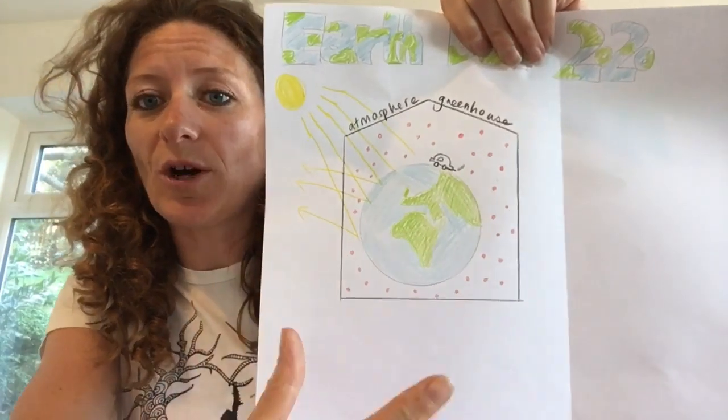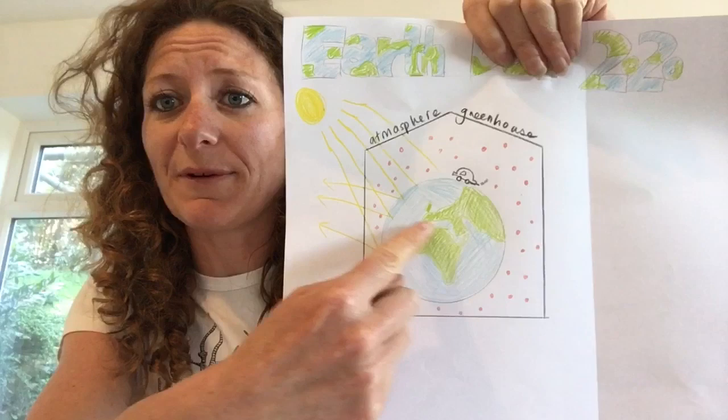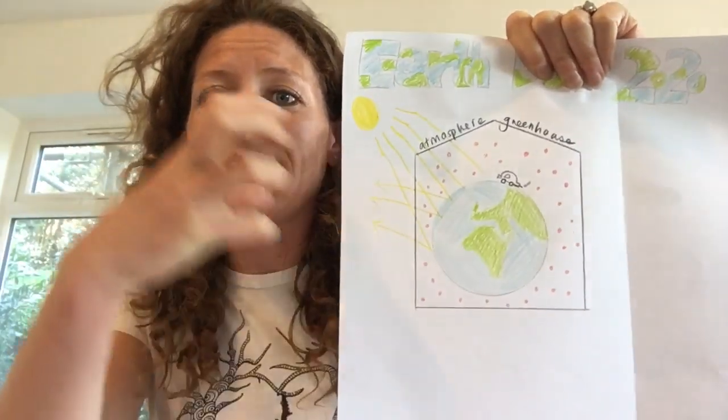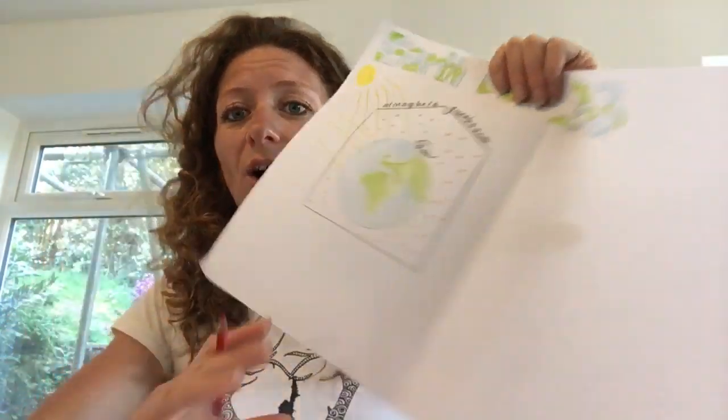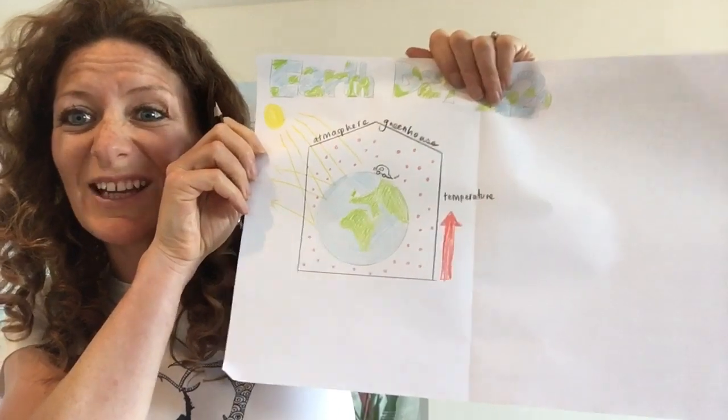Now this carbon dioxide acts like a blanket, and it stops some of this sunlight escaping back out of our atmosphere, and it makes it warmer. So we're going to take our red pencil, and down the side of our greenhouse, we're going to draw a big red arrow, and we're going to write the word temperature above it, because that's going to symbolise to us that the global temperature is increasing.